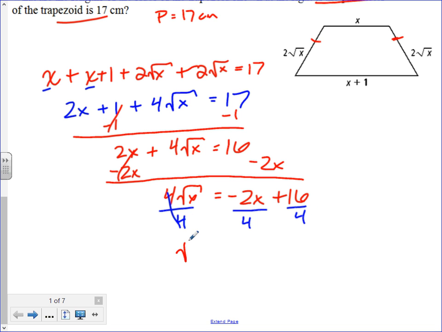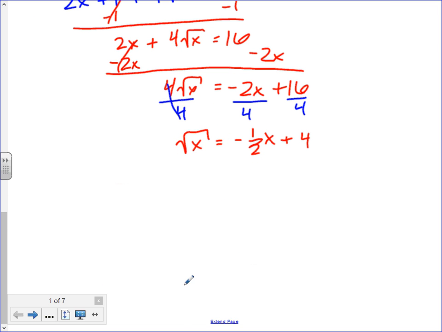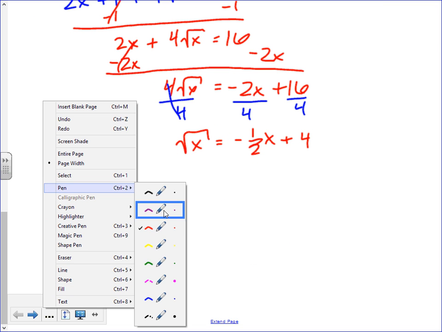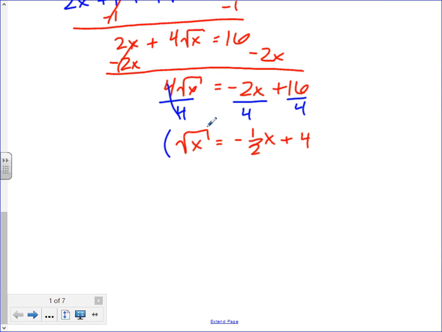All right, square root of x equals negative what? Yep, negative 1/2 x plus 4. Now it's time.